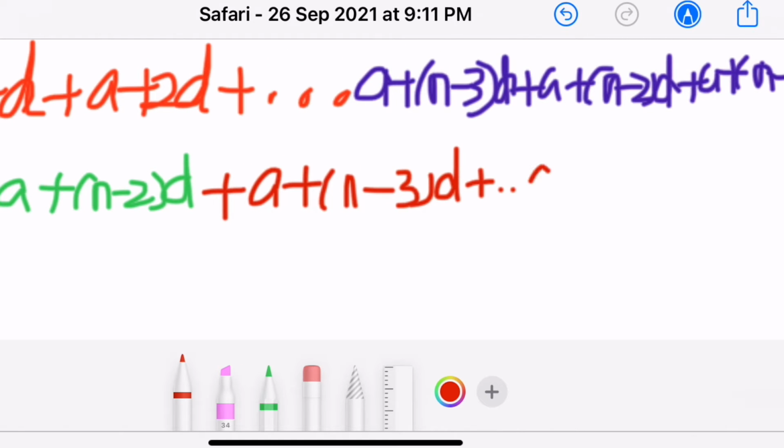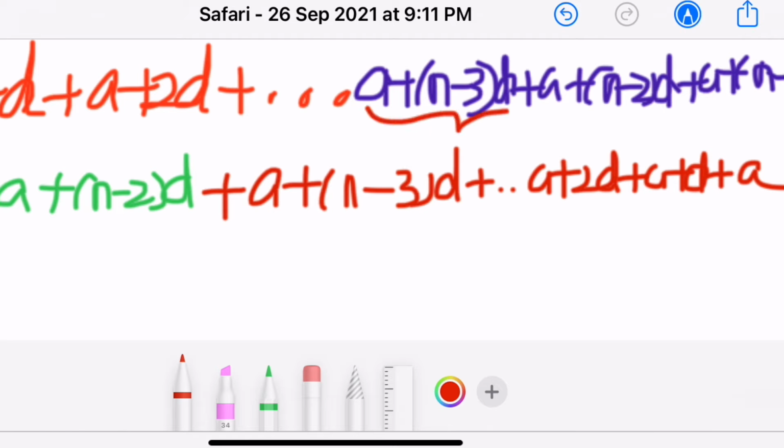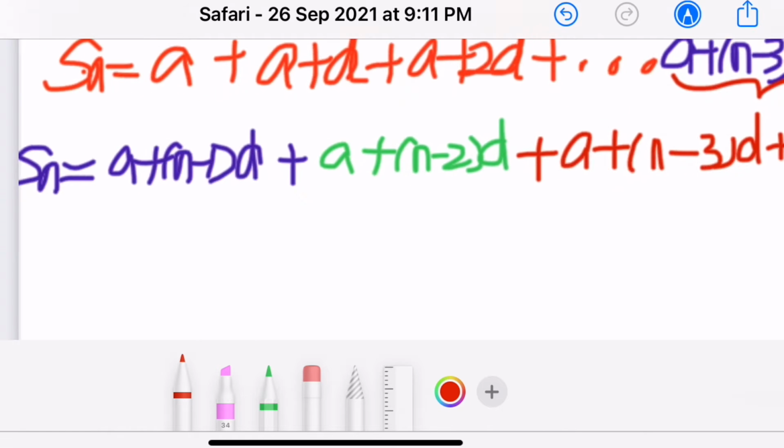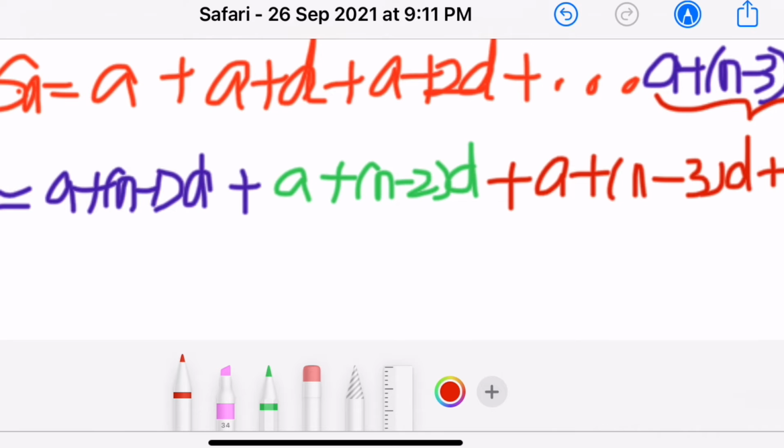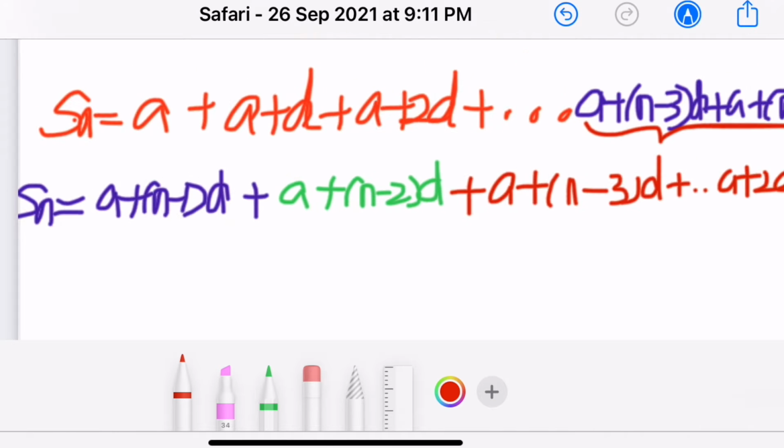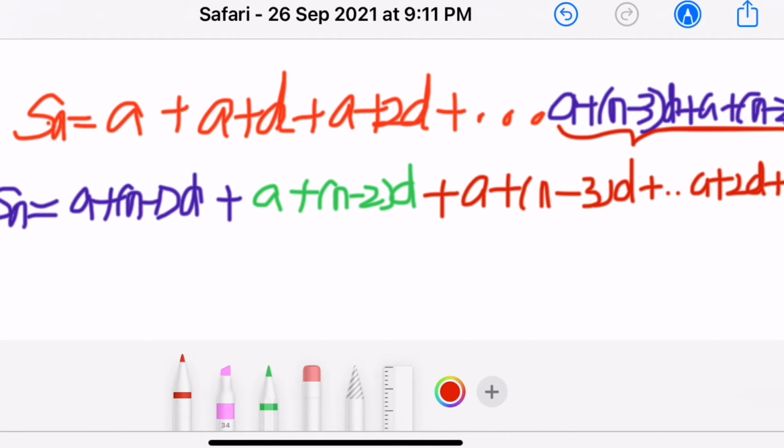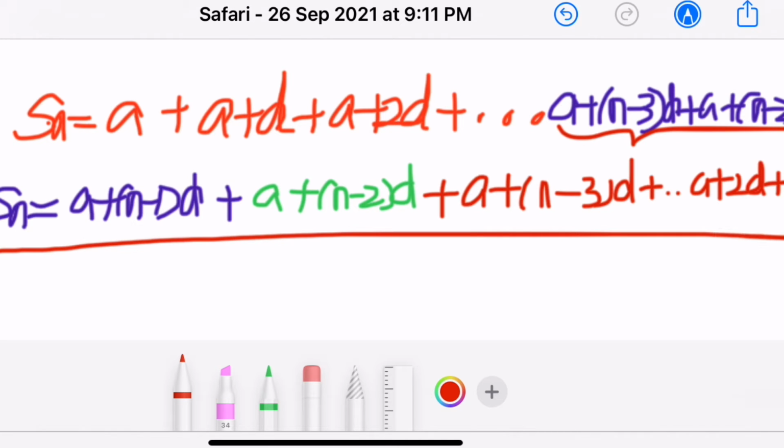Now it should be a plus 2d, plus a plus d, the first three terms, plus a. So that means we reverse the last three terms to the front. Now I'm going to add them. So Sn plus Sn, I have 2 times Sn.